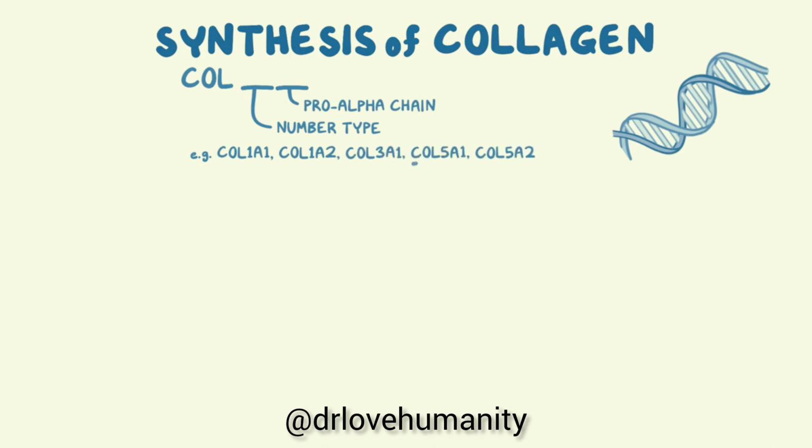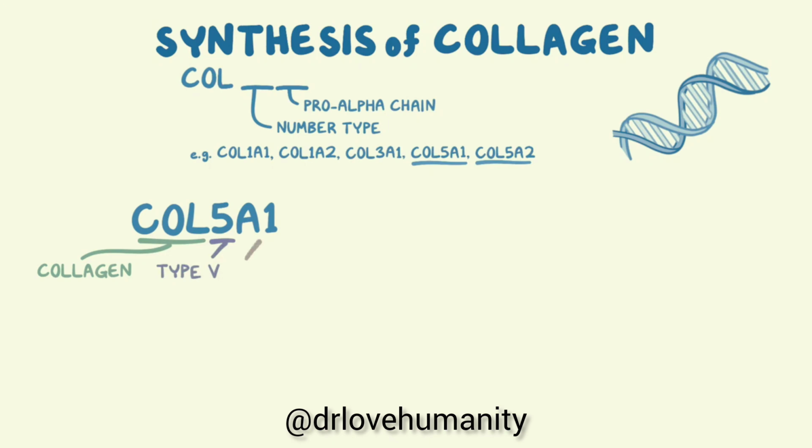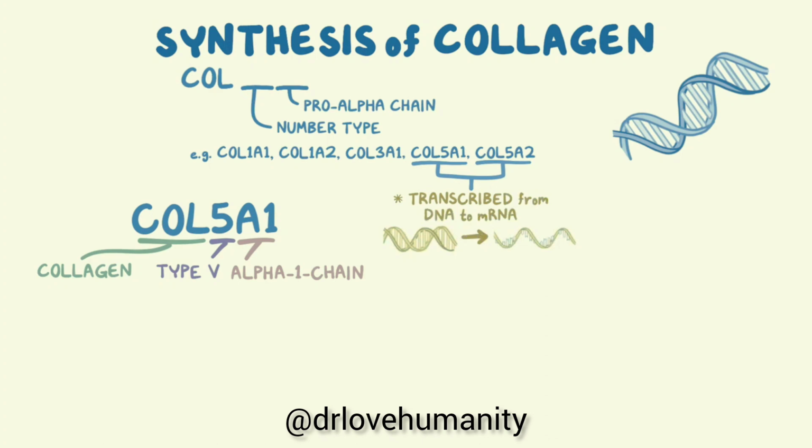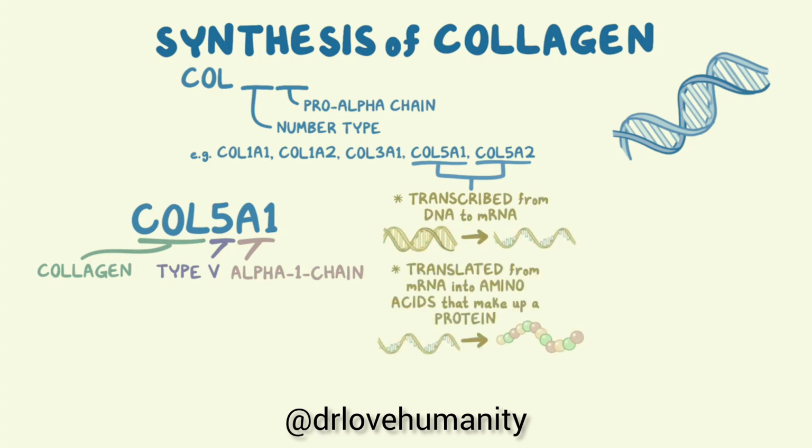Let's take the genes COL5A1 and COL5A2 that encode for type 5 collagen as an example. In COL5A1, COL stands for collagen. The 5 stands for type 5 collagen, and the A1 refers to an alpha 1 chain. So COL5A1 encodes a collagen type 5 alpha 1 chain. Now, to synthesize type 5 collagen, for example, COL5A1 and COL5A2 get transcribed from DNA to mRNA, and then get translated from mRNA to a string of amino acids that make up a protein.